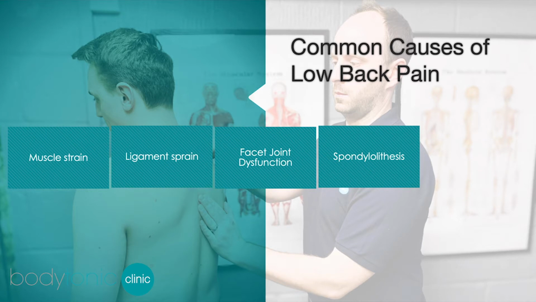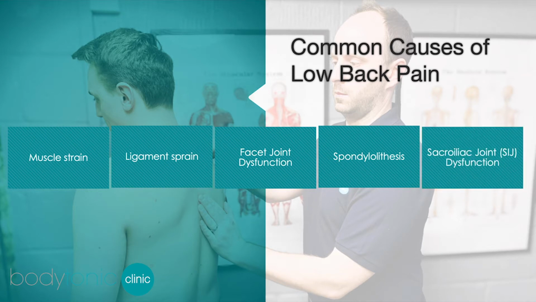Sacroiliac joint dysfunction. The sacroiliac joint is located at the base of the spine, where the spine meets each side of the pelvis. It is a very strong joint that absorbs a lot of force created from the upper and lower body. The SIJ doesn't have much range of motion and can become painful if there's too much motion or too little motion. It can also become painful if it becomes inflamed. This is known as sacroiliitis.